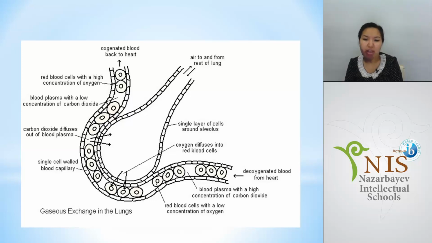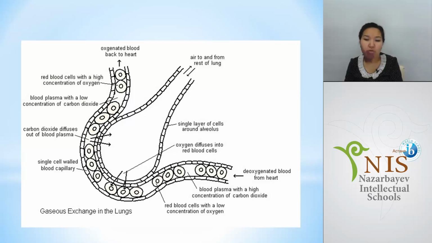There is a picture, and here you can see one alveolus. Air comes in from the outside, and then here you can see capillaries. In capillaries we have red blood cells, which are responsible for taking oxygen and spreading it to our body and getting rid of carbon dioxide. Mostly in red blood cells you can see round things which are called hemoglobin.